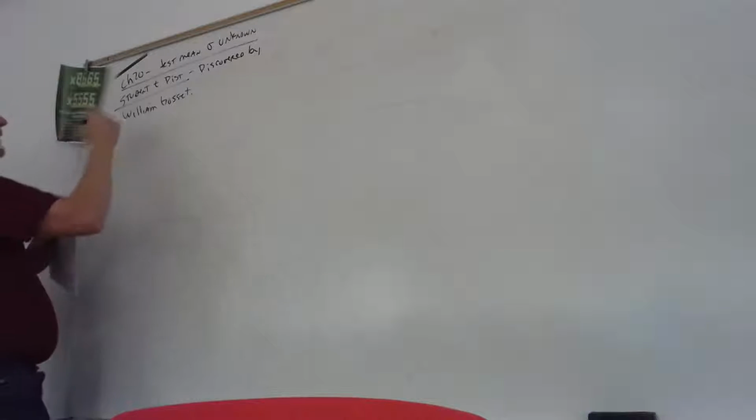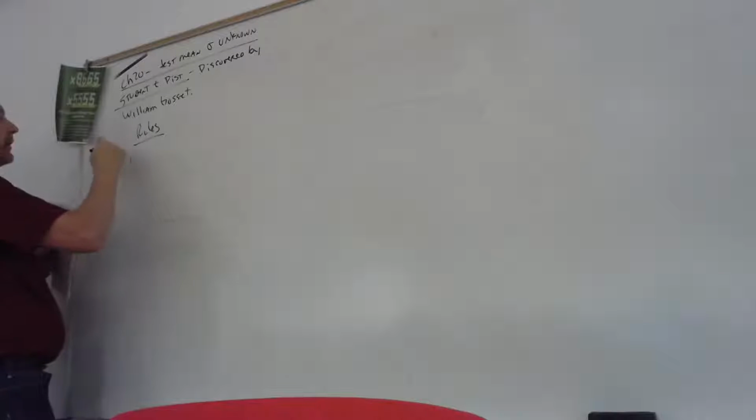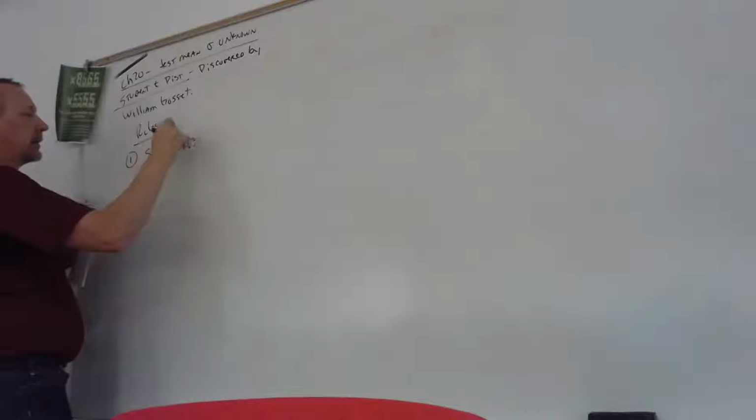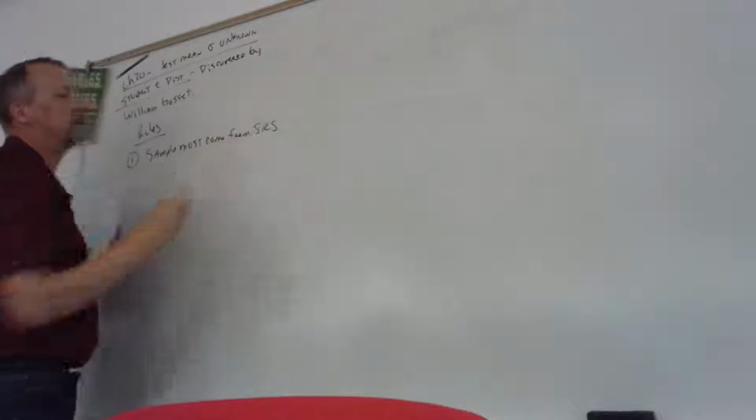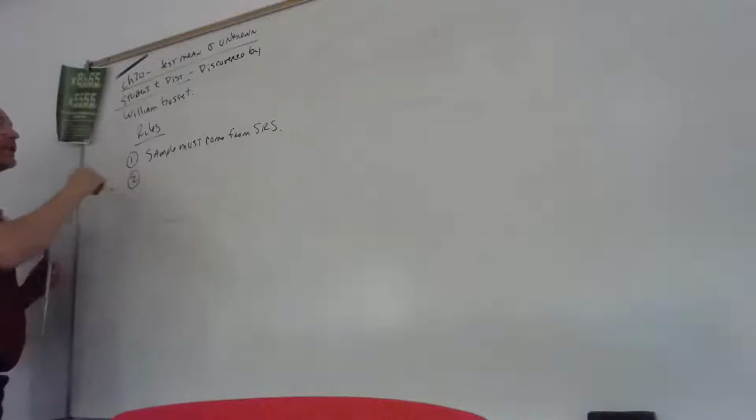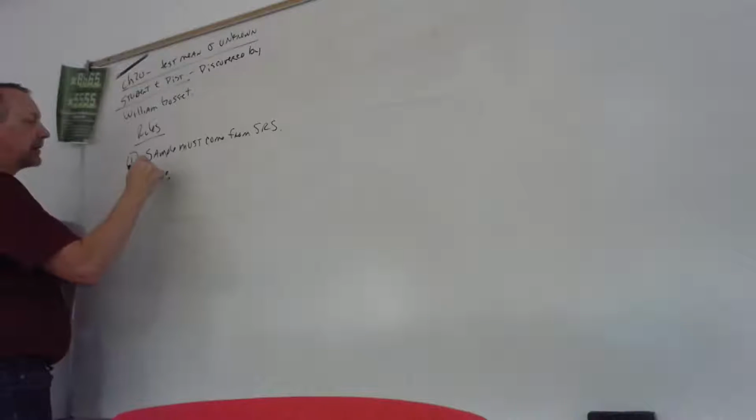Okay? Now let's talk about some rules first of all. Number one, the sample must come from a simple random sample. Okay? So that's part of the reason why I asked you guys on your projects to make sure that you can do a simple random sample. Okay? There are some where we're not going to have a simple random sample. I'm going to say do it anyway, but note that you're breaking the rule when you do that. Okay? Number two, it must be independent.